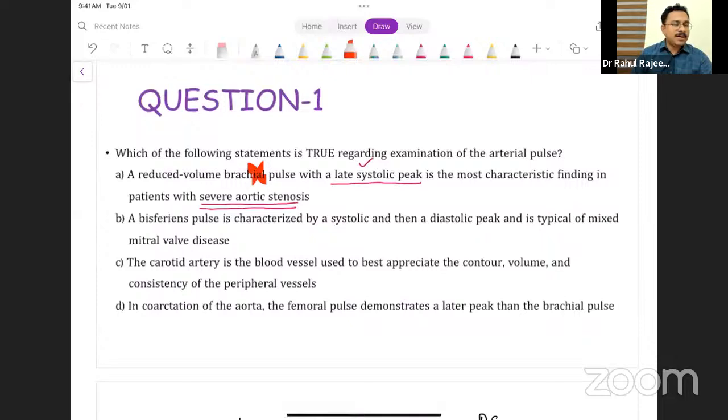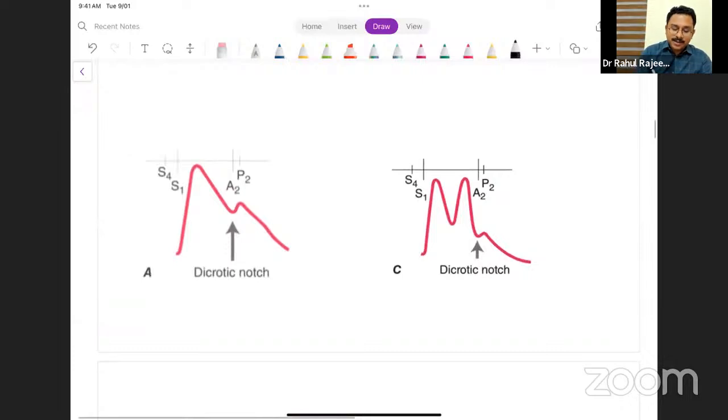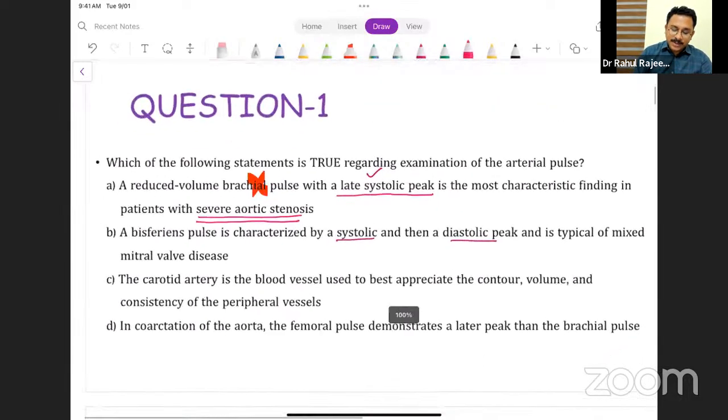Coming to option B, a bisferiens pulse is characterized by a systolic and then a diastolic peak and is typical of mixed mitral valve disease. In case of bisferiens pulse, you will get 2 peaks in systole. So you can see that the option says a systolic and then a diastolic peak, which is wrong. In the bisferiens pulse, which I have depicted here, this is the normal pulse and this is a bisferiens pulse. What are you seeing? You are seeing 2 peaks and both the peaks are in systole. Okay, so option B is also wrong.